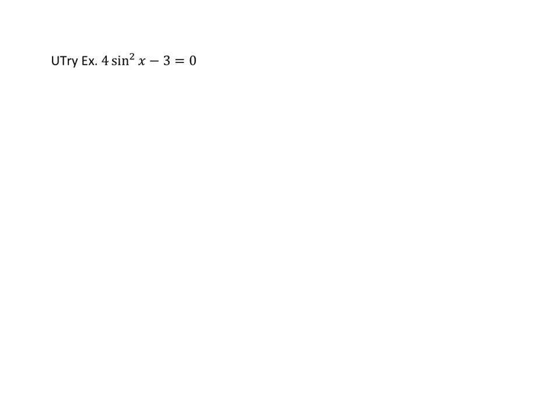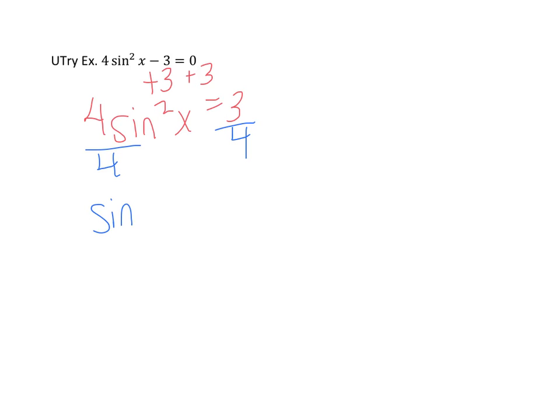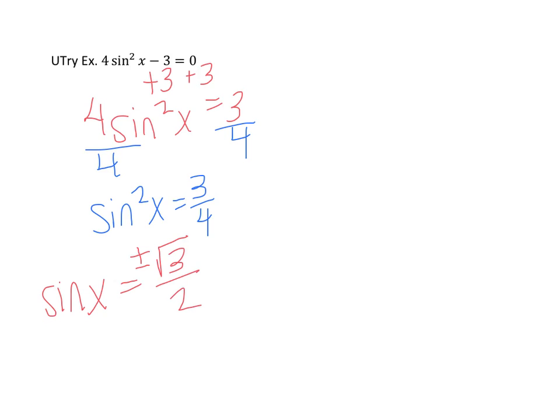Okay, try to square with a sign. See if you can get the right answer. I'm going to add 3 to both sides. So this is 4 sine squared x equals 3. Divide both sides by 4. So now sine squared x equals 3/4. Taking the square root, now I'm going to have sine x equals plus or minus radical 3 over 2. Square root of 4 is 2.